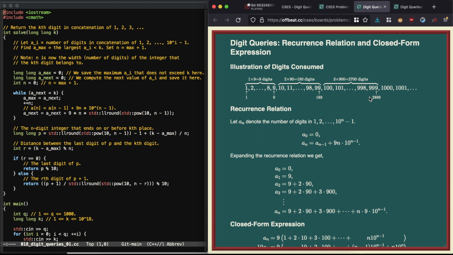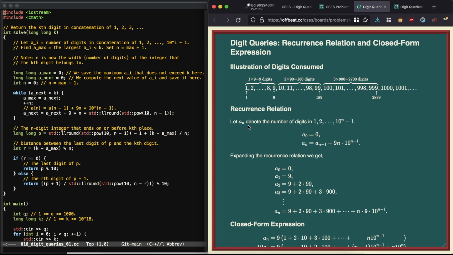First, I'll find a recurrence relation. So I'll express this in terms of the previous number. So if this is an, I'll express this in terms of an minus 1. And then I'll also find the closed form expression. Although the recurrence relation itself will be enough to solve the problem, for the sake of curiosity, I'll obtain the closed form expression too.